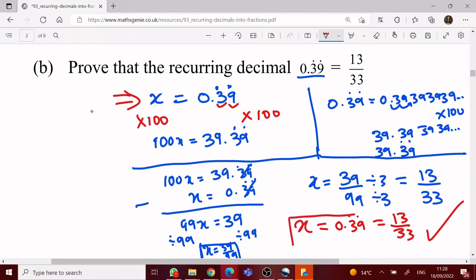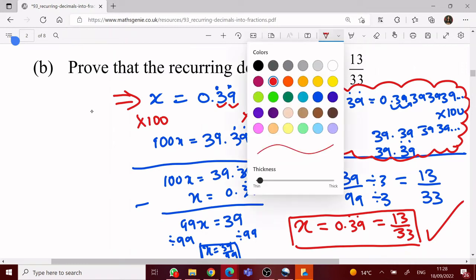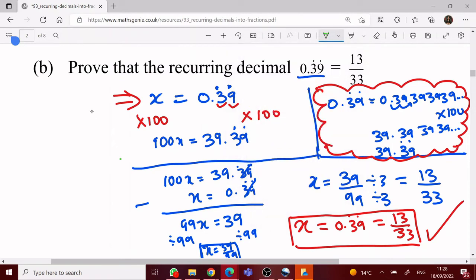But let's just summarize the whole steps one more time. You don't really need this side working in a real exam. I just did that for you guys to understand the concept behind what happens when you multiply a recurring decimal by 100. So in your real test, what I expect you to have is: assign the recurring decimal they give you to x, multiply by 100 if it has 2 decimal places. If it has 1, you multiply by 10. If it has 3 decimal places, you multiply by 1,000. So it's about the number of decimal places.